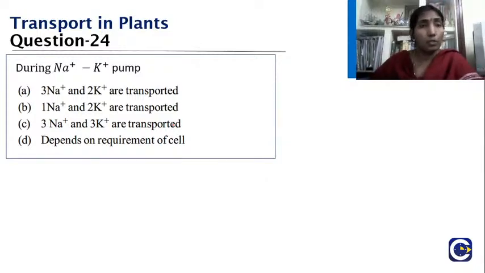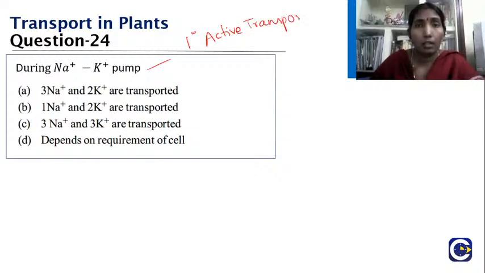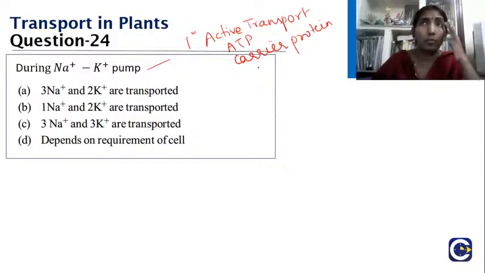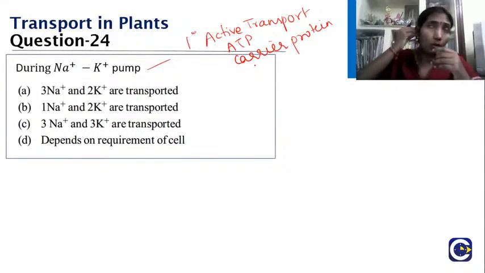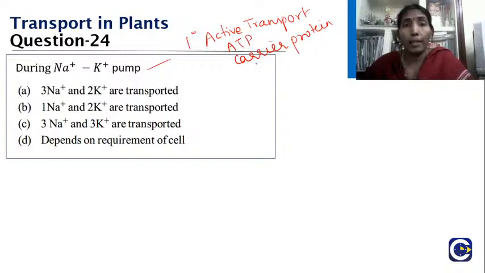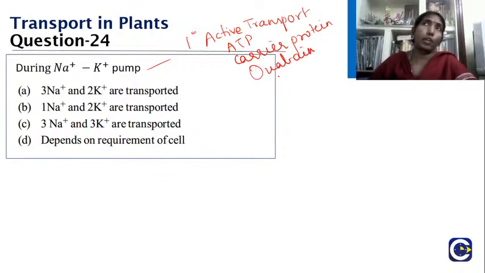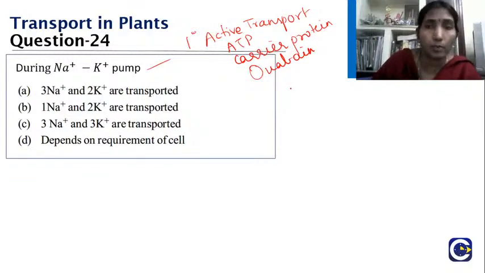So what happens in the sodium potassium pump, which I have already explained? It's a type of primary active transport, where it requires ATP and a carrier protein. This sodium potassium pump is operating in all the cells of our human body. That is one clue which I say. And ouabain is a drug that can block the sodium potassium pump. These are all additional points which I am giving.